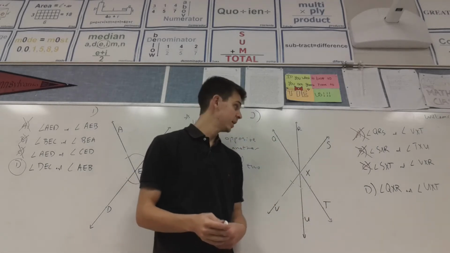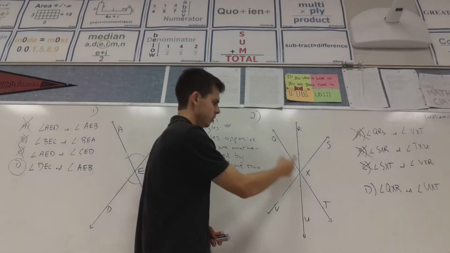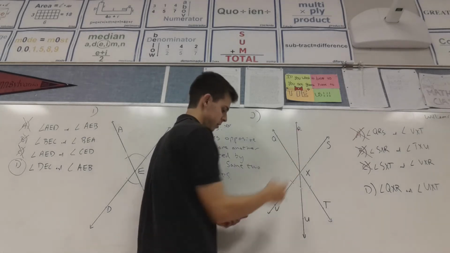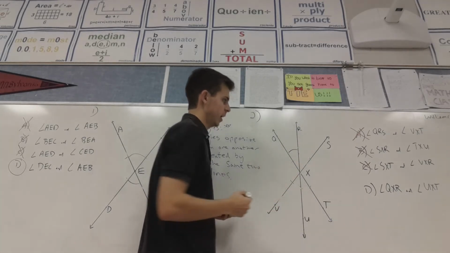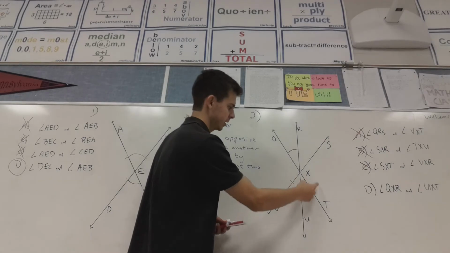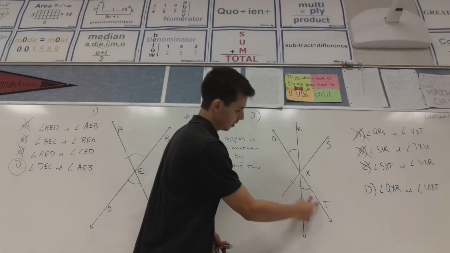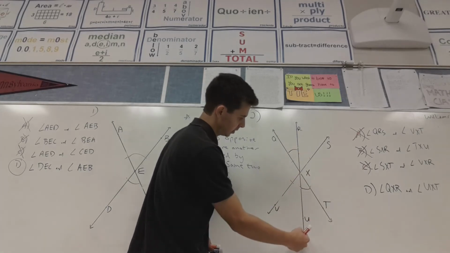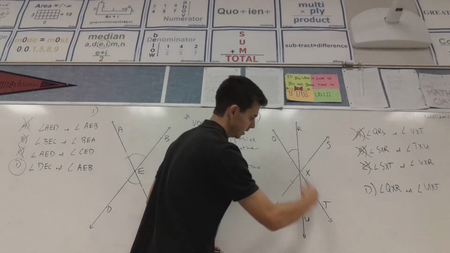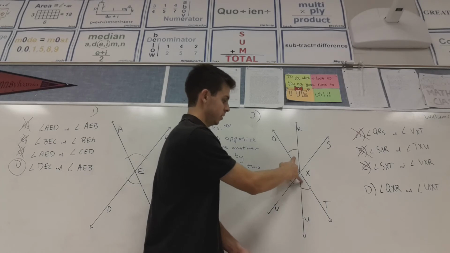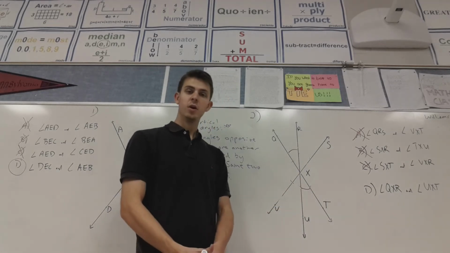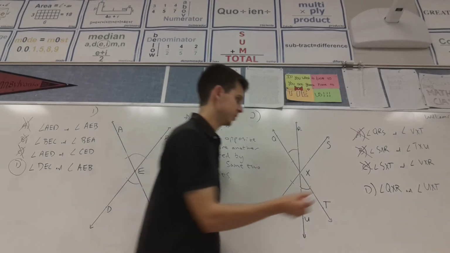Alright, D, angle QXR and angle UXT. This one works. They use the same lines, the center line and the line that's like this, and they are also opposite from each other. Great, so our answer choice is D.